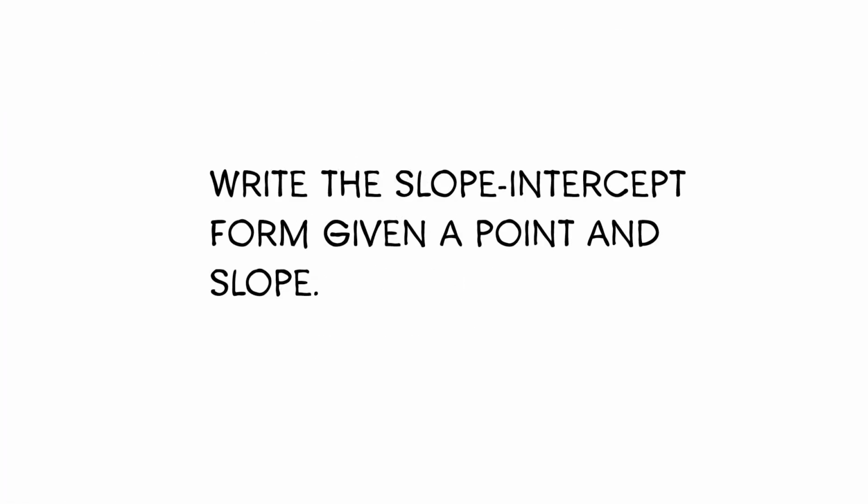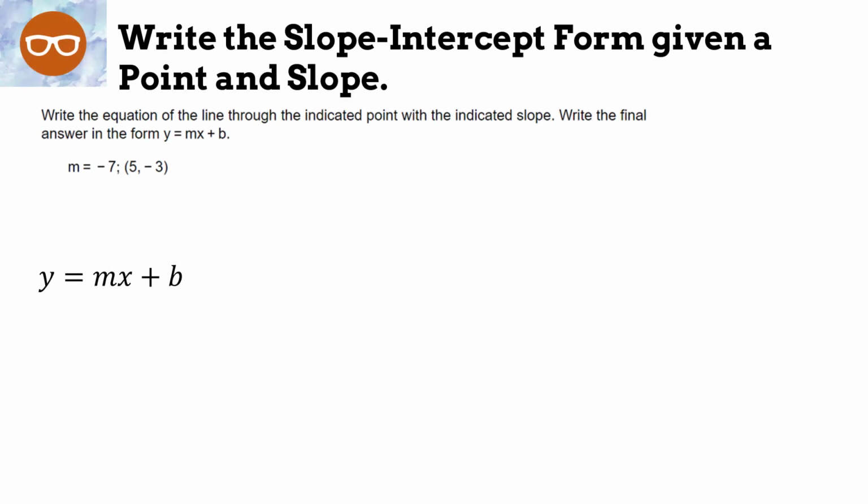Write the slope-intercept form given a point and the slope. Write the equation of the line through the indicated point with the indicated slope. Write the final answer in the form y equals mx plus b. For this question, we're given m is negative 7 and an ordered pair on the line, 5, negative 3. The first thing we know is that our slope is negative 7. So all I'm going to do is put negative 7 in for m.